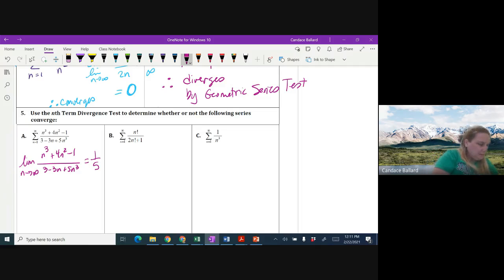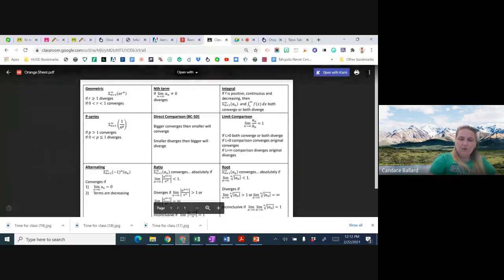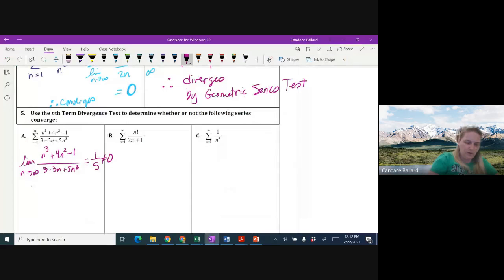So that is equal to 1/5, which is not equal to 0. So looking at your nth term test for divergence, if we're not equal to 0, it diverges. So we would say therefore it diverges by nth term. All right, let's look at B.